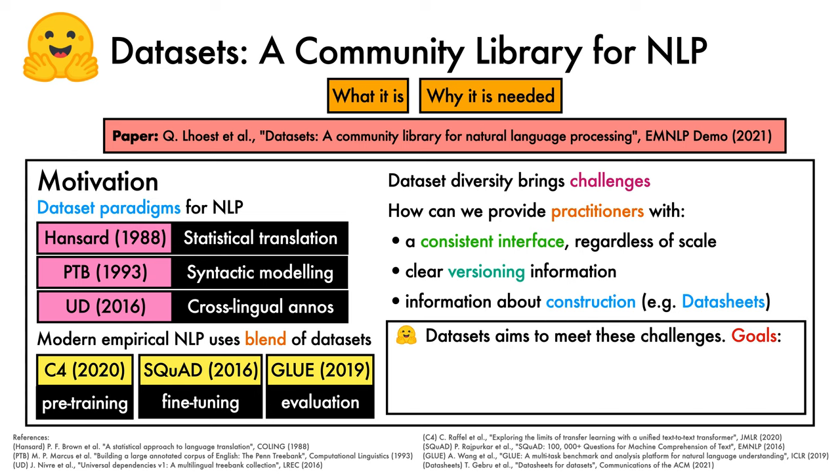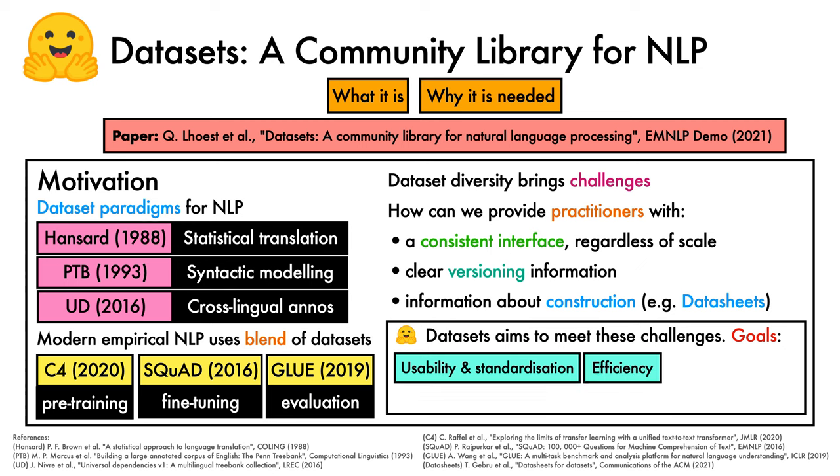The Hugging Face Datasets library aims to meet these challenges. It has three core goals. First, usability and standardization. One line of code is all that is required to download a dataset, and all datasets use a standard tabular format with reference and versioning information. Second, efficiency, enabling a consistent interface across both small and large datasets, and providing support for streaming of massive datasets.